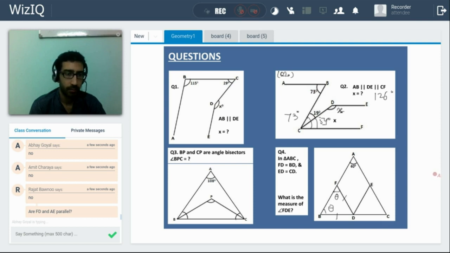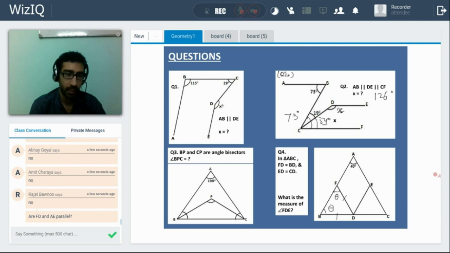The question hasn't mentioned anything of that sort, Rajat. So it might not be needed. FD and A are not parallel, no.